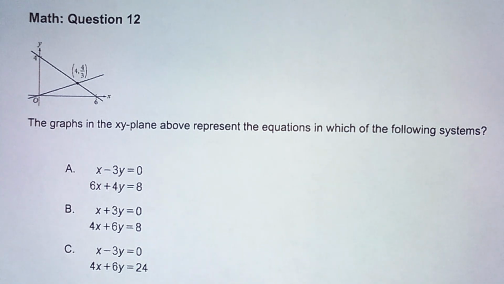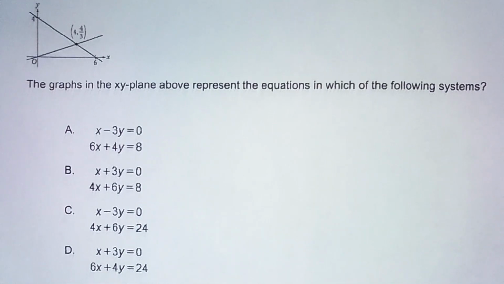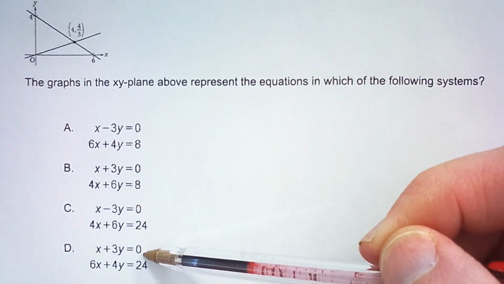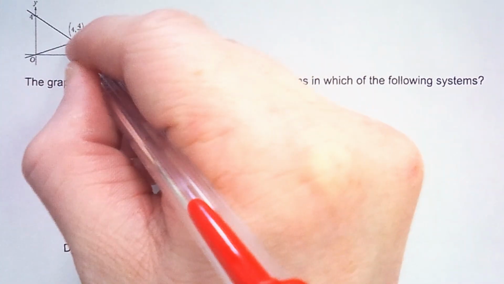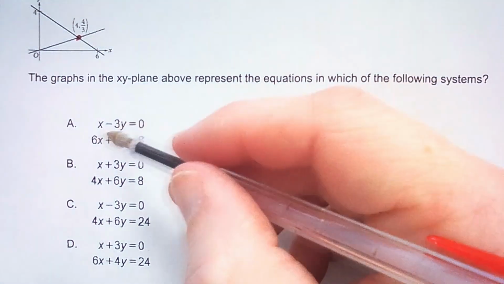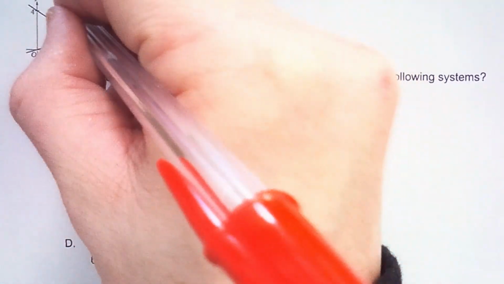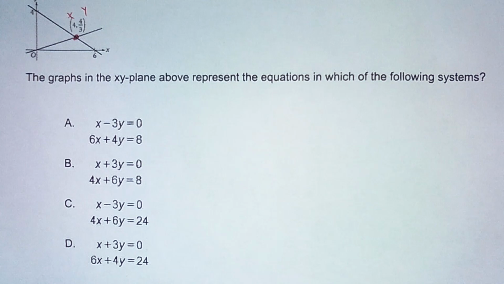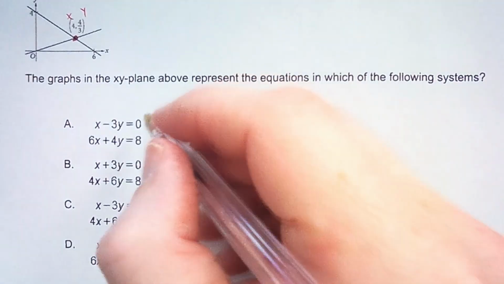The graphs in the xy plane above represent the equations in which of the following systems? Okay, so that means that one of these 4 systems has a solution right here. Now, the solution of a system of equations is the intersection of the 2 lines. So one of these systems has a solution where x is 4 and y is 4/3. So this is one where I definitely want to do guess and check.